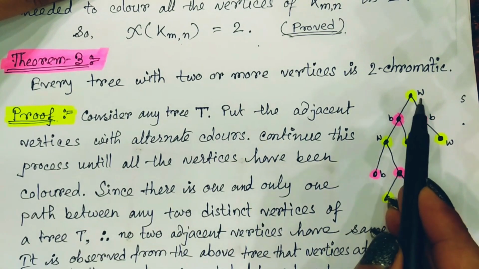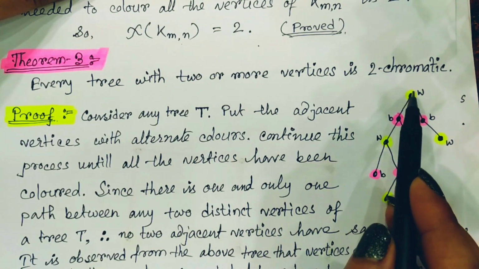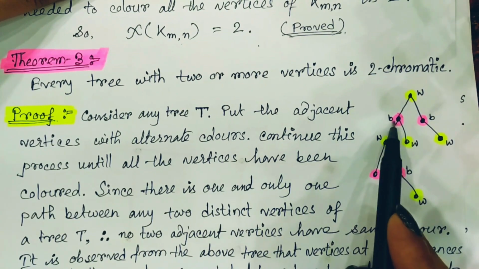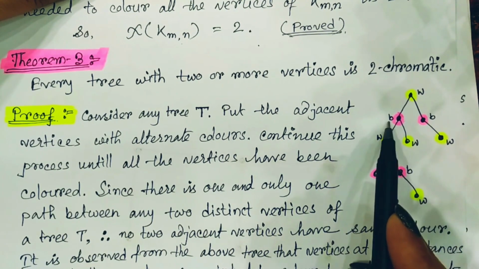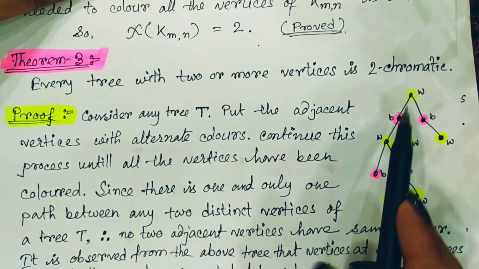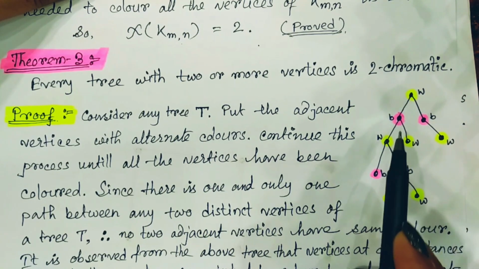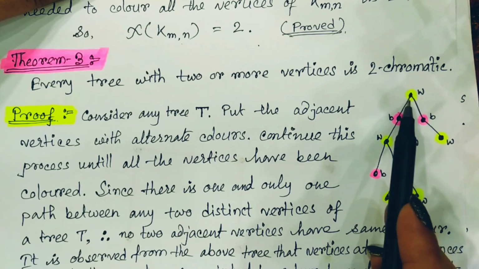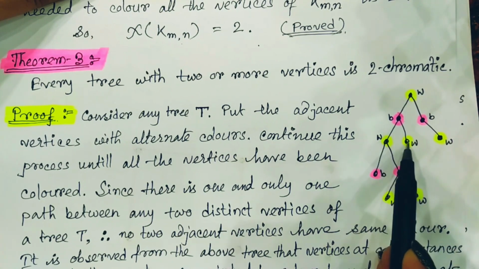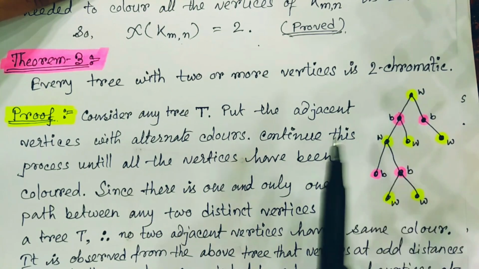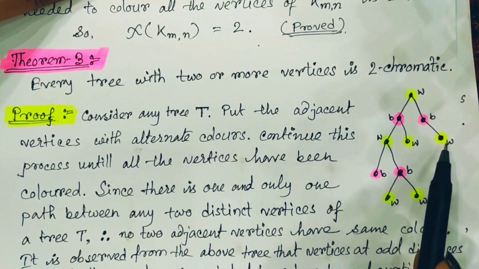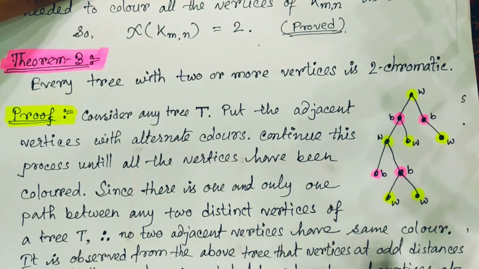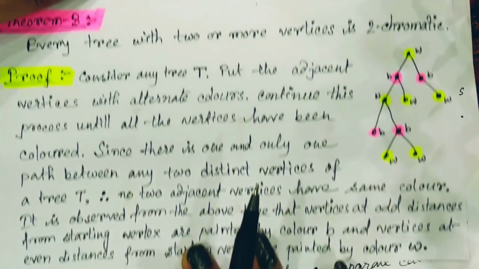Just look, if we start from the first vertex and suppose this one is given a particular color, then the next level vertices should be colored a different color because these are adjacent to the first one. After that, its next level vertices should be colored the first color which we assigned to the first vertex, because these two vertices are never adjacent to this one. And similarly this one. After that, at the next level we should again color this previous one. In this way this process will continue.